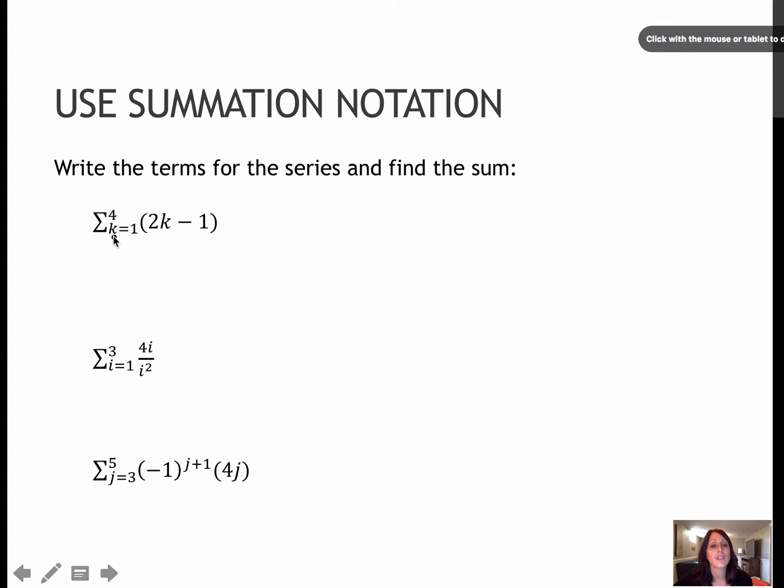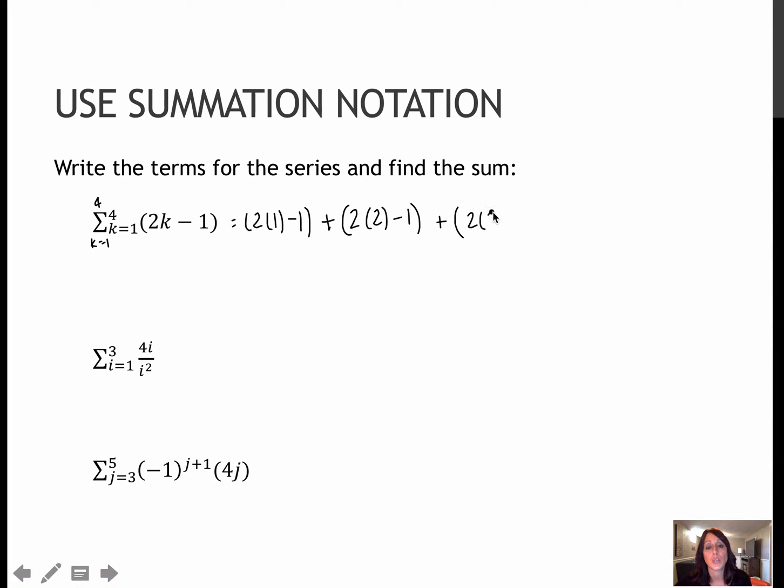Looking at this first one, again, this looks a little bit different than it did on the last screen, because on the last screen we had the k equals 1 below it and the 4 on the top. It doesn't matter if it's above and below or to the side like this, they mean the same thing. What this is telling me is to start at 1, which means 2 times 1 minus 1, and then add the next digit up, which is 2 times 2 minus 1, and then add the next digit up, which is 2 times 3 minus 1, and then add the next digit up, which is 2 times 4 minus 1, and notice 4 is where I would stop.